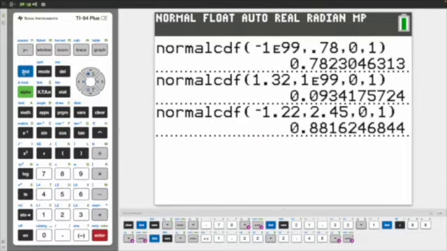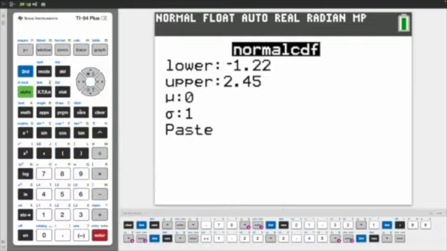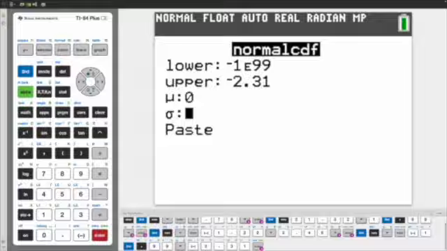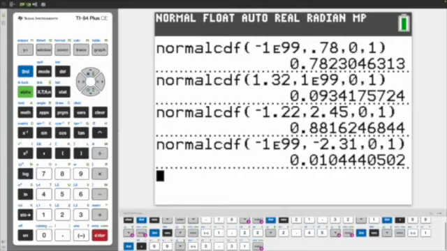So again, to get to that normal CDF, second distribution, which is that VARS normal CDF, and I can put my lower as negative 1e, which is second, and then it's that comma button. That's how I get that negative infinity. My first upper was negative 2.31. And my mean and standard deviation are staying the same because it's the standard normal curve. So that probability is 0.0104. And then you would follow the same steps for that other value. Just change the upper to 1.31.